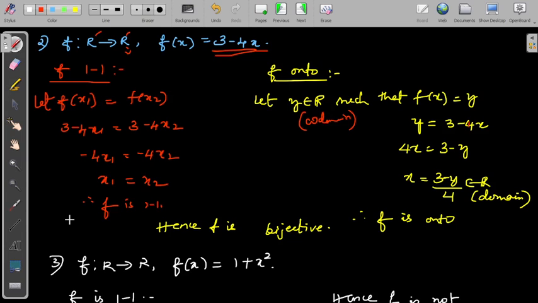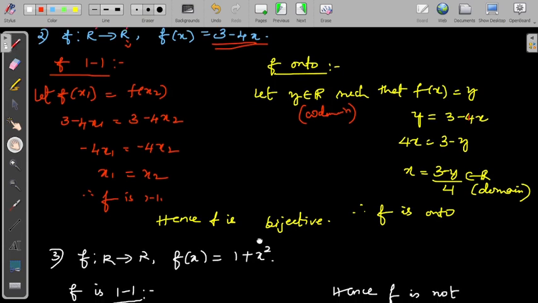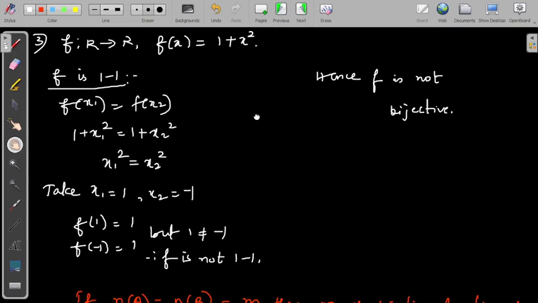Third example, f from R to R, f of x equal to 1 plus x square. We have to check is f 1 1 and is f onto. So f of x1 equal to f of x2. So that is nothing but 1 plus x1 square equal to 1 plus x2 square as per the definition of function. Then 1 cancels, x1 square equal to x2 square.